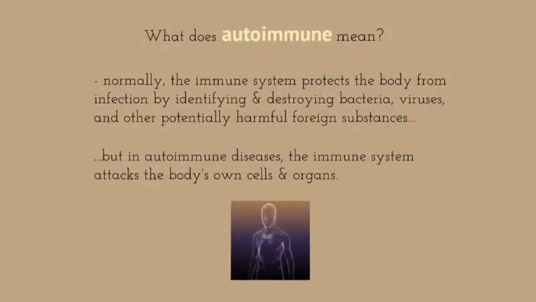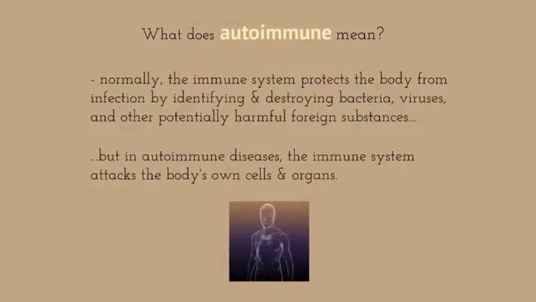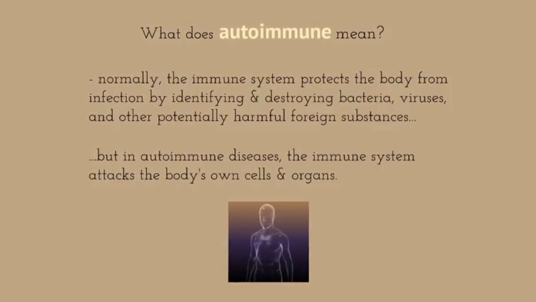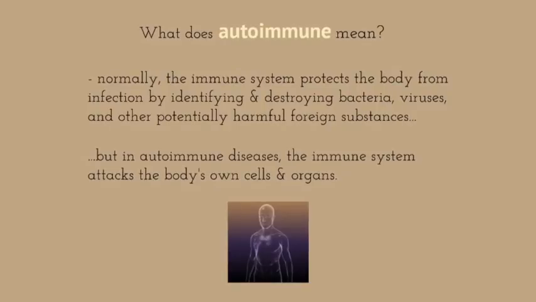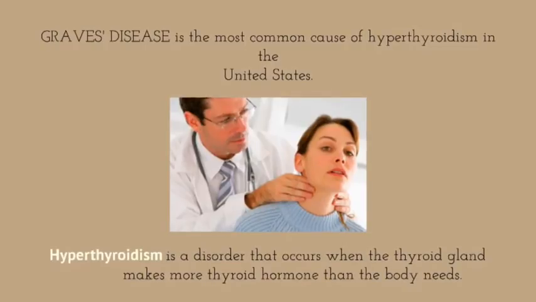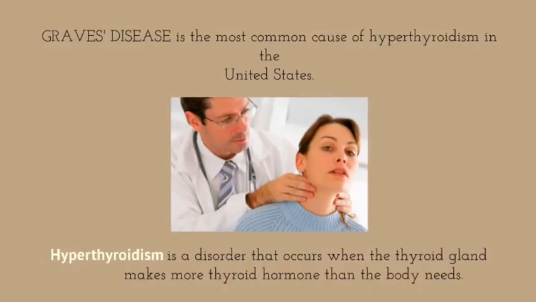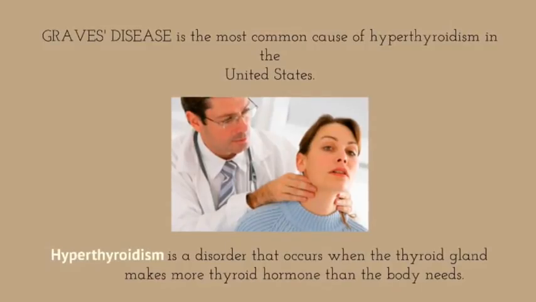Normally, the immune system protects the body from infection by identifying and destroying bacteria, viruses, and other potentially harmful foreign substances. But in autoimmune disease, the immune system attacks the body's own cells and organs. Graves' disease is the most common cause of hyperthyroidism in the United States. Hyperthyroidism is a disorder that occurs when the thyroid gland makes more thyroid hormone than the body needs.